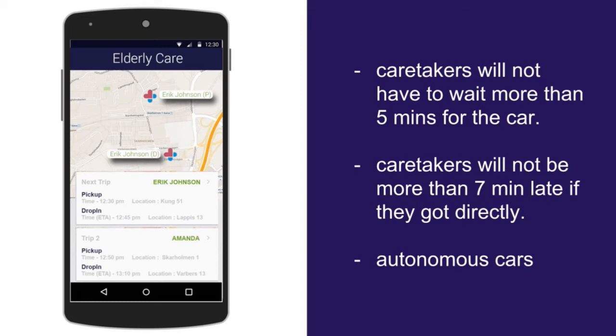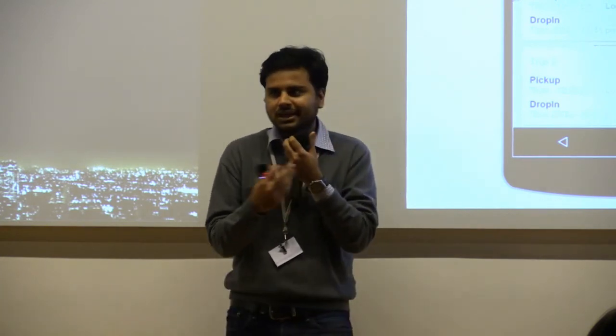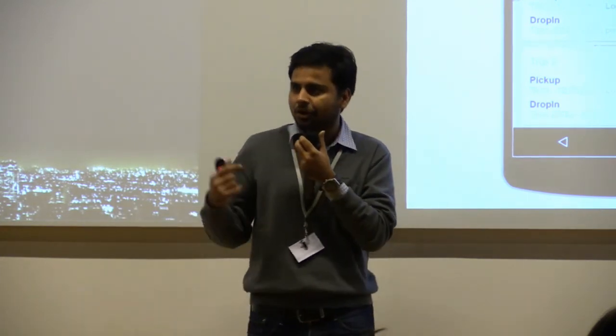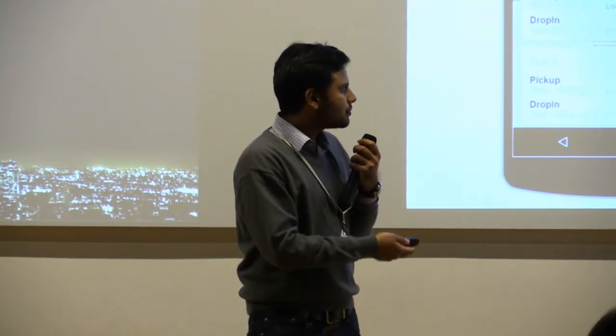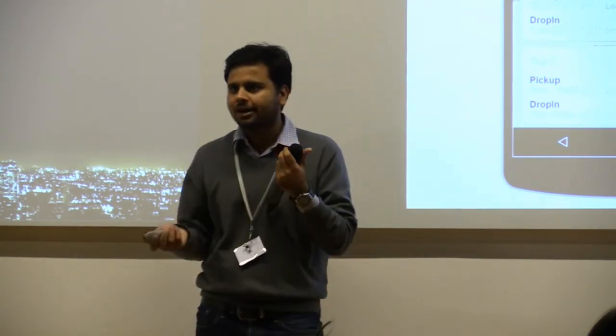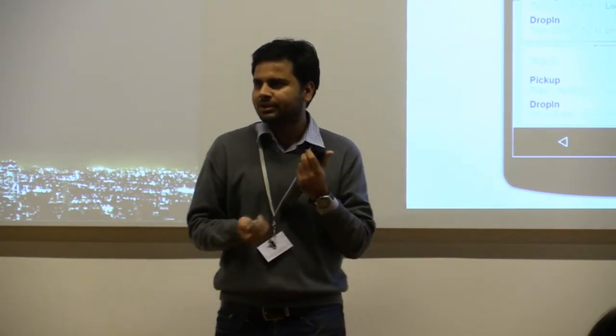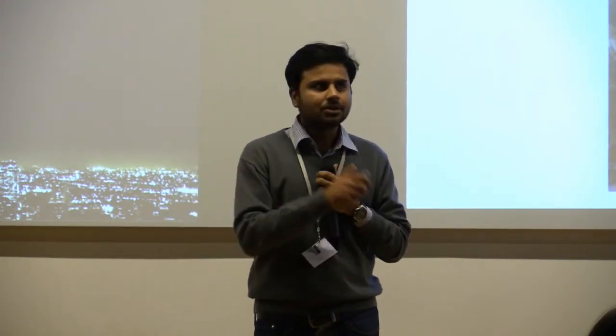The key thing the algorithm will take care of is that the waiting time for caretakers should not be more than 5 minutes. If it's 20 minutes or 30 minutes, then this system is a waste. And if it's sharing a ride, then the route shouldn't be such that the second caretaker is wasting a lot of time just waiting for the cab to come. And maybe in the future, why not have driverless autonomous cars that can make this process even easier? Thank you.